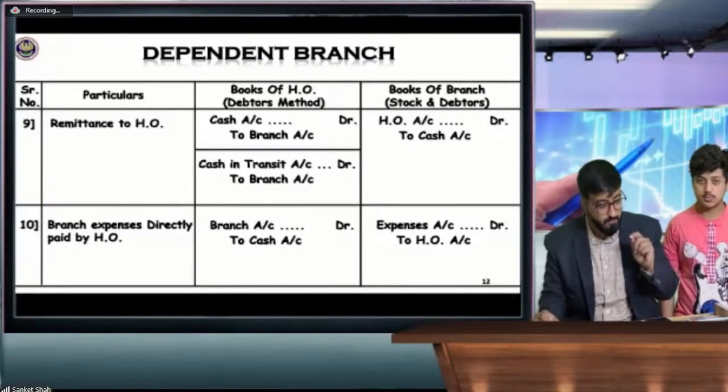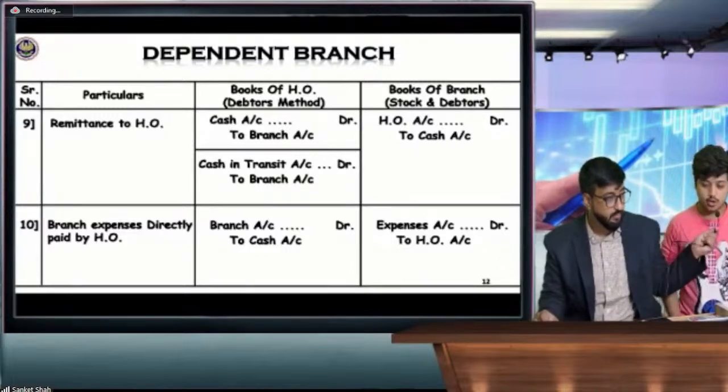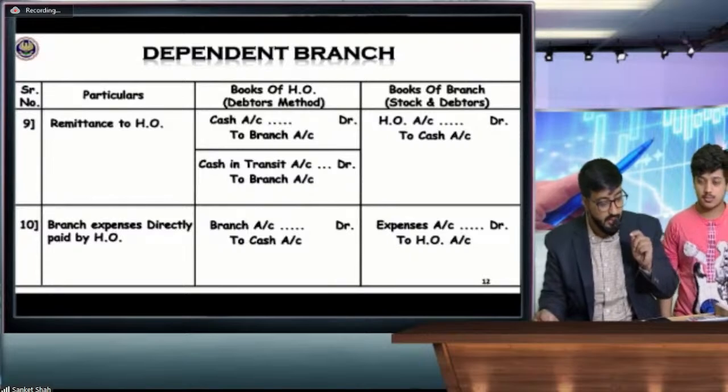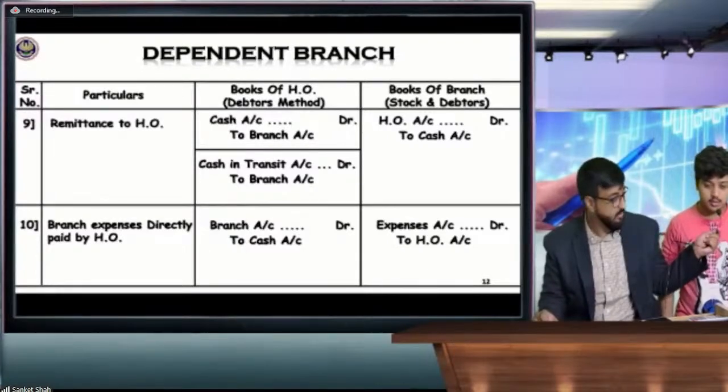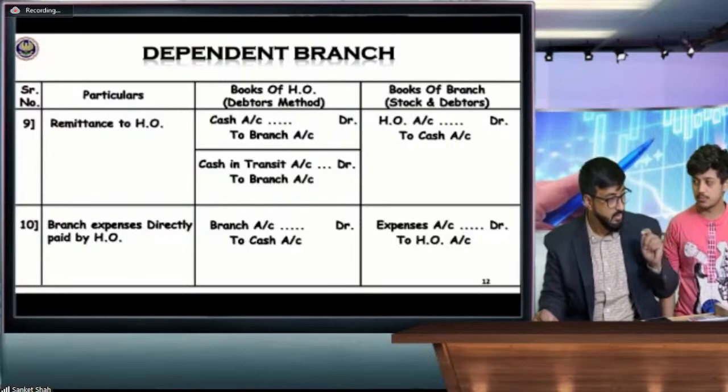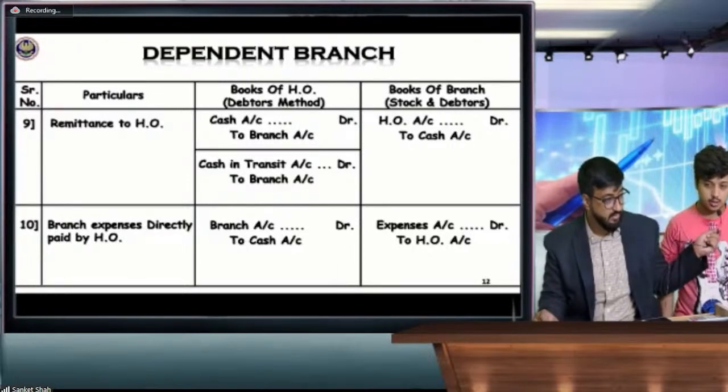Very good. Cash is remitted by head office to branch. HO's book, cash to branch or cash in transit to branch, and in books of branch, HO to cash. Very good. Credit sales. Debtor to sales in branch's book. Sales return. Sales return to debtors in branch's book.